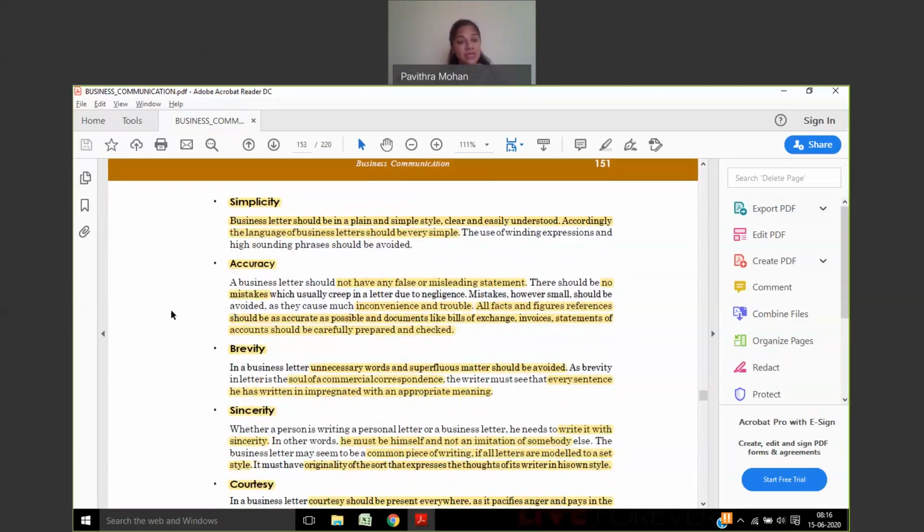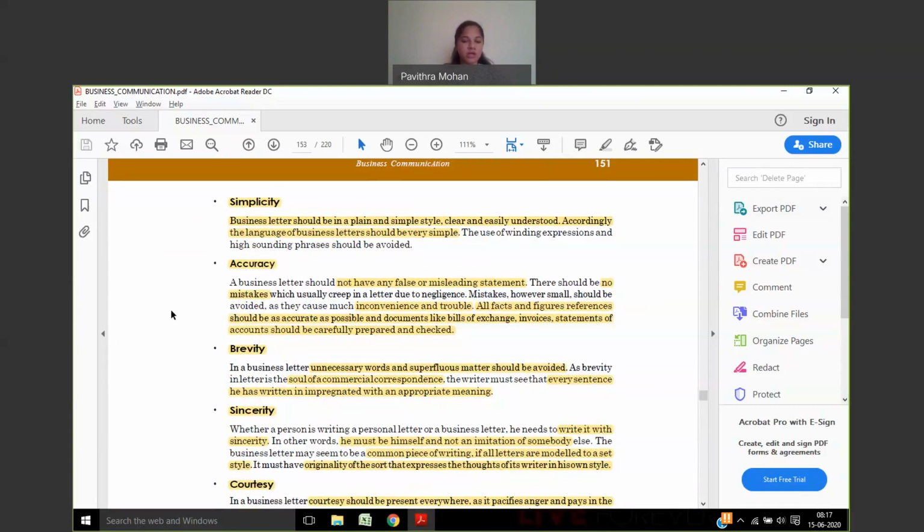Then after this, we're going to go with simplicity. Simplicity means kindly ensure the business letter is in a plain and simple style. Don't make it too complicated. Keep it clear and easily understandable. The business letter should be very simple. That's what most people try to explain. Keep it as simple as possible so that the reader is able to understand all the information you're trying to provide.